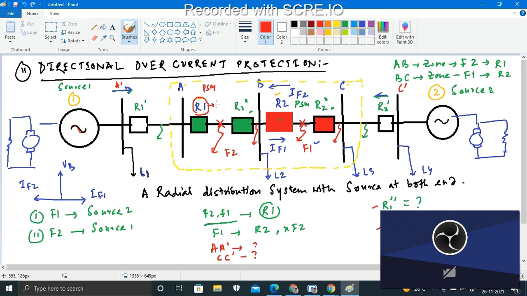Where should we use this directional relay? It is commonly used in a subtransmission network where ring main distribution is used. In the previous overcurrent protection lecture I told you about the ring main distribution system, right? Normally this directional overcurrent relay is used in a subtransmission network where the ring type of distribution unit is there.